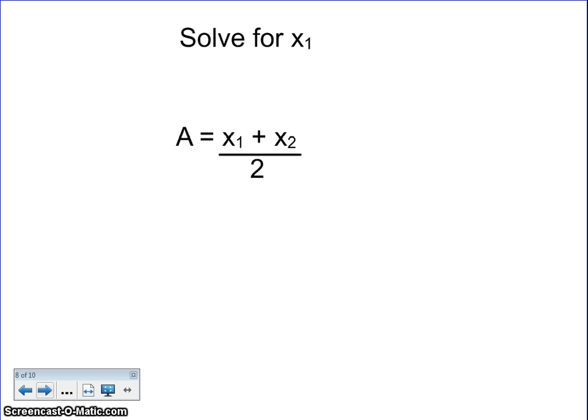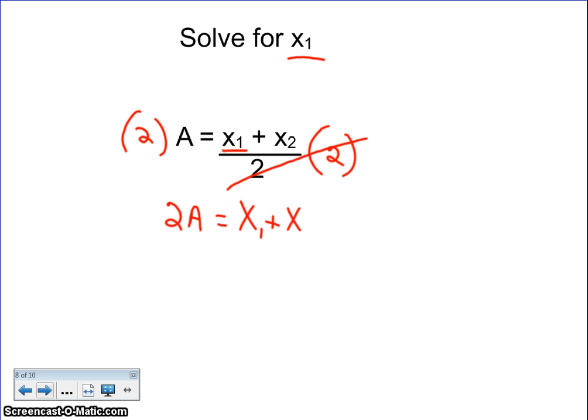Here's another one. This one was off of the SOL practice release test last year. We want to try and get x1 by itself. This is really just a formula for averaging two numbers. If you take two tests, you add them both up and divide by 2 to get the average. First thing we're going to do is get this 2 off of the bottom, so we're going to multiply both sides by 2, which is going to give us, these cancel out, that's why we did it. 2a is equal to x1 plus x2.